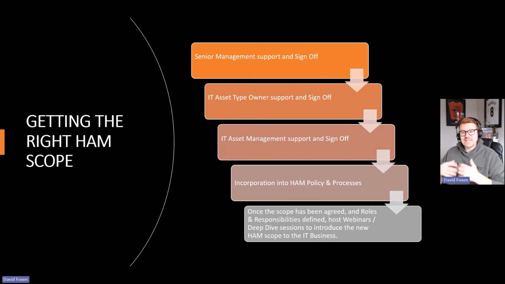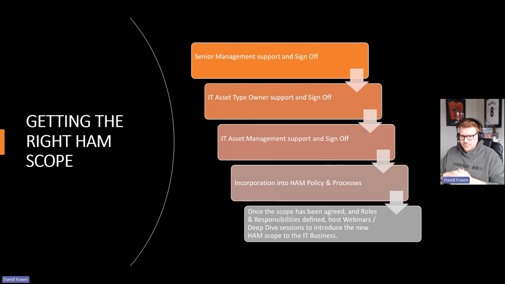ITAM, support it. Fit your newly formed HAM scope into your existing hardware asset management policy and processes. If you don't have any policy and processes, great, because you can build around your hardware asset management scope, which is almost easier than trying to incorporate your new scope into an existing policy and processes. So yeah, I would prefer to build the scope first and then build the policy and processes, but you haven't got that luxury. Make sure that you're updating your policy and processes to cover how you're going to manage the life cycle processes of the asset types that you've just added into your scope.